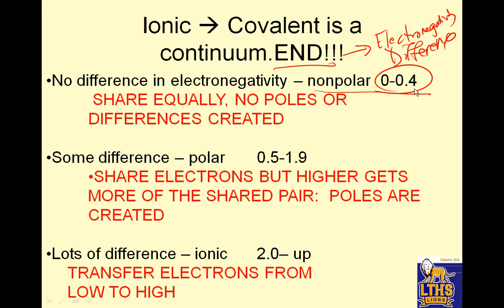If their difference is very small, they're going to share the electrons equally. Some difference is going to make what we call a polar bond. Polar bond, non-polar bond. Okay, so they're going to share electrons, but the higher atom gets more of the shared pair. Poles are created. So then if the electronegativity difference is small, but still, like this is very small, this is kind of medium, then they're going to share electrons but not equally. That's called a polar bond. If there's a huge difference between the atoms, 2.0 or greater, there's going to be a transfer of electrons from low electronegativity to high electronegativity. So the end is the electronegativity difference. What's the end? What's the diff?